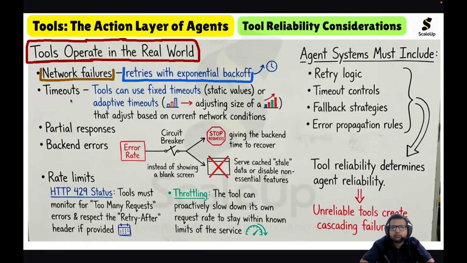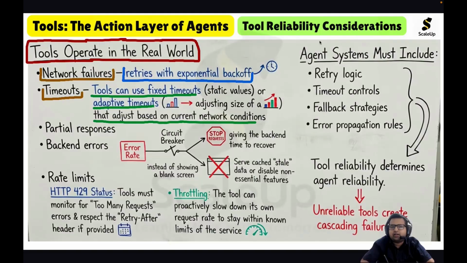Timeouts. Tools can use either fixed timeouts or adaptive timeouts that adjust based on current network conditions.